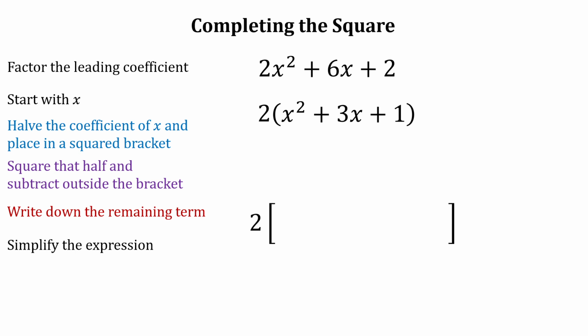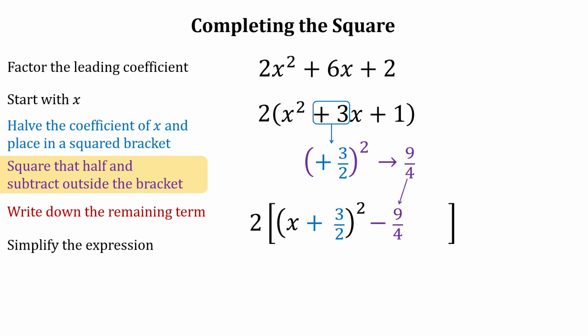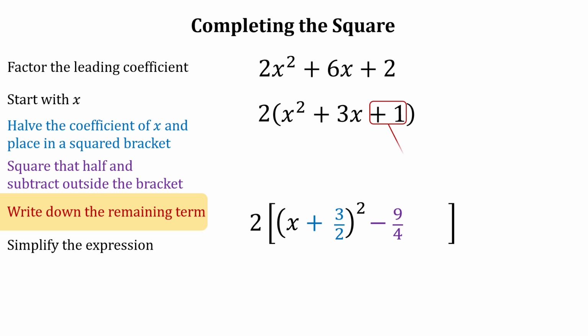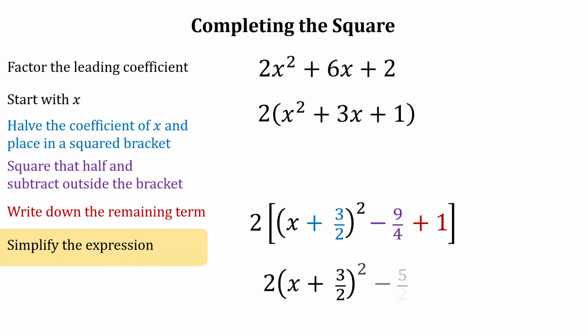Write 2, and inside the bracket, start by writing x. Halve the coefficient of x and place it in a squared bracket. Then, square that half and subtract outside the bracket. Next, write down the remaining term. Simplify the expression. The final answer is 2 times x plus 3 over 2 squared minus 5 over 2.